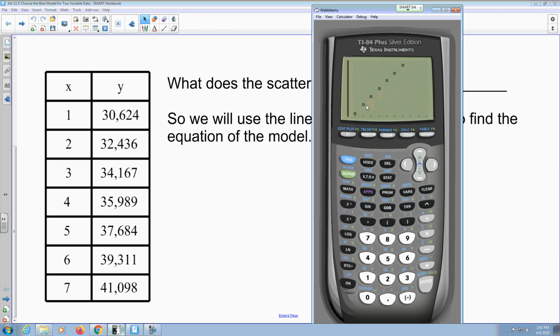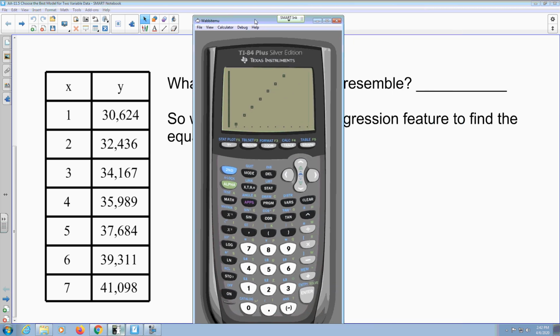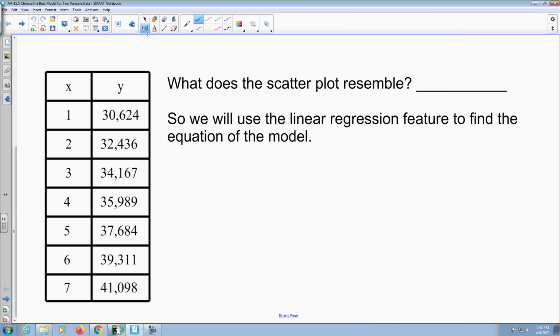Now we have to make a decision. I feel that this really resembles a line, so I'm going to say that this looks like a line right here. Because it looks like a line, I'm going to use the linear equation y equals mx plus b.